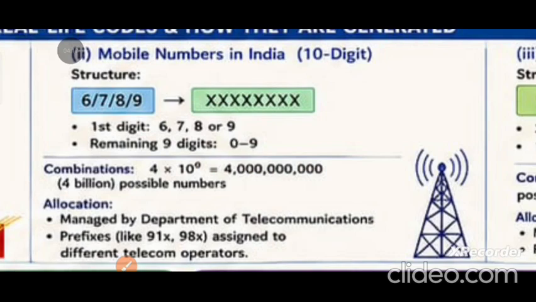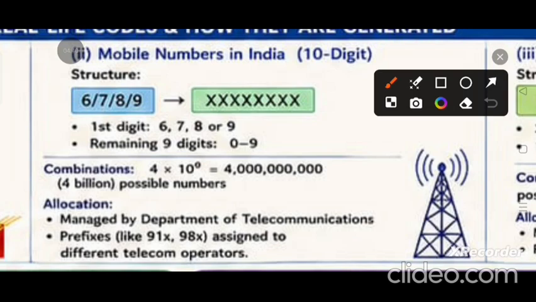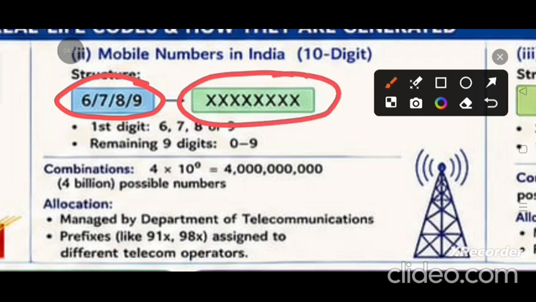Now if we have to make the combinations for mobile numbers, that have 10 digits, and these numbers are given by the telephone department. So how do they give the numbers? Let's see. The structure is that the first digit will be either 6 or 7 or 8 or 9. The first digit is fixed from 6, 7, 8 and 9. And the remaining 9 digits can be any one from 0 to 9.